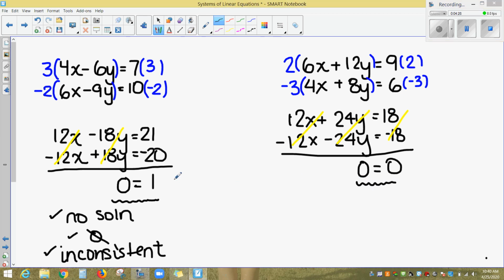When I read this statement over here, it was false. That's not true ever. 0 equals 1, 9 equals 12, 4 equals 7. Those are not true statements.